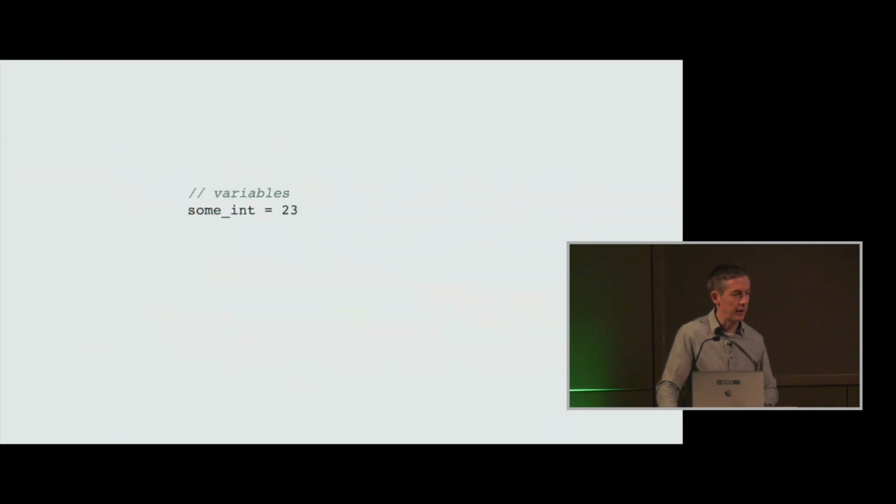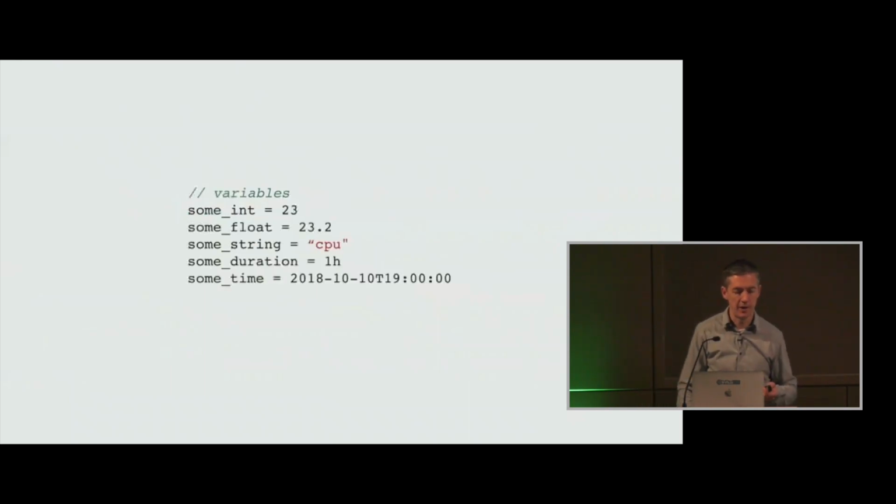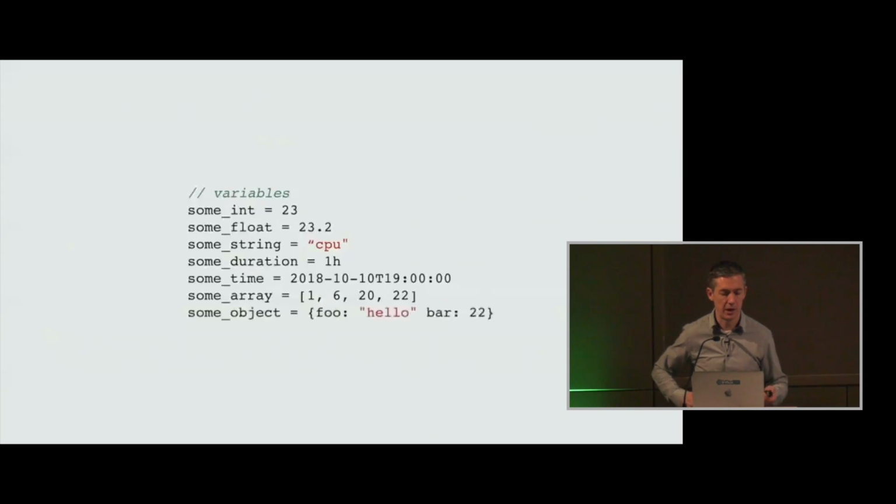We have variables in the language and obviously different types: integers, floats, strings, durations, times, arrays, objects. There are some other more complex types that are actually core to the language, which I think will be easier to show through a little bit of code.